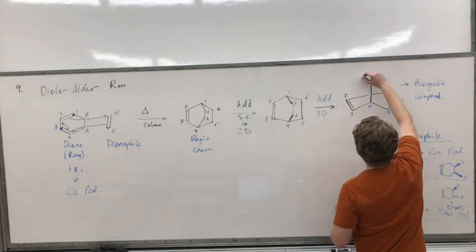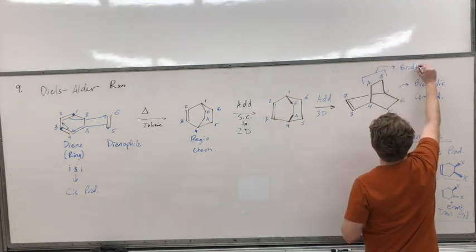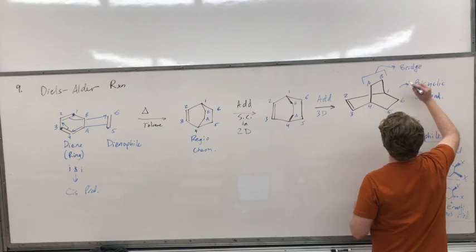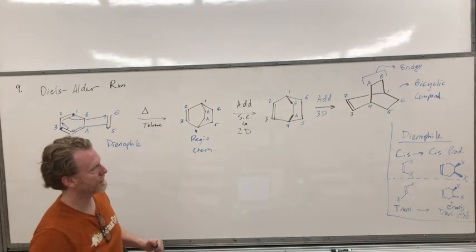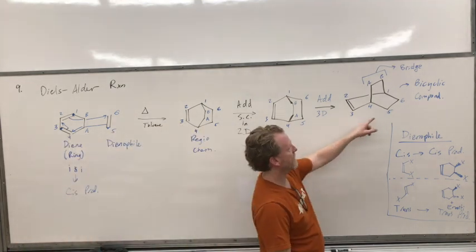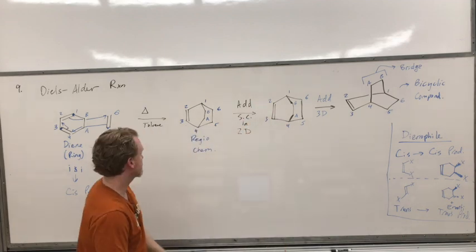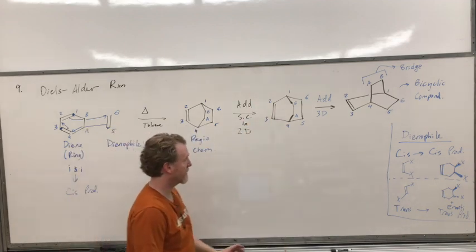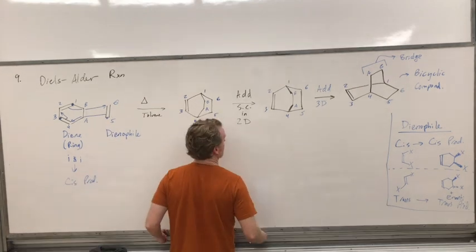And we refer to A and B as a bridge. So this bicyclic compound has a 2-carbon bridge. In this case, 5 and 6 could also be the bridge. But this is the way we're going to think about it and draw it. So let's practice that. I'll show you how to do it.